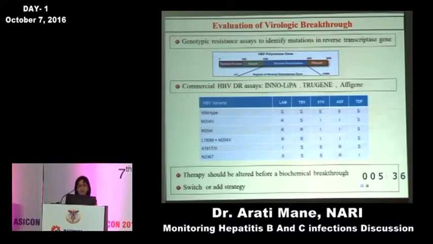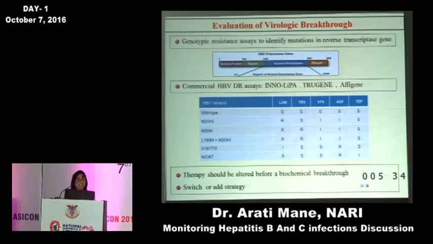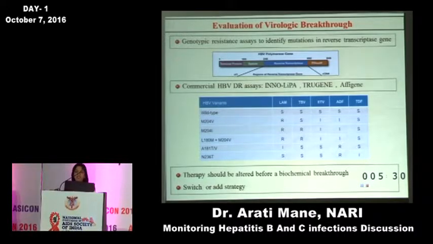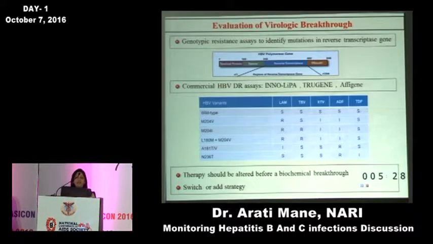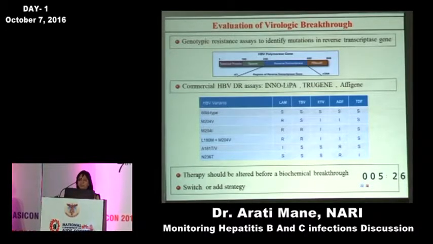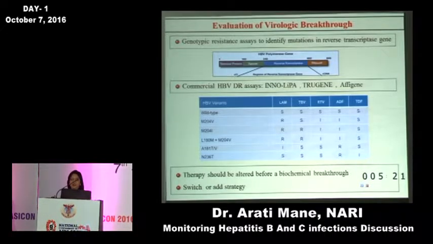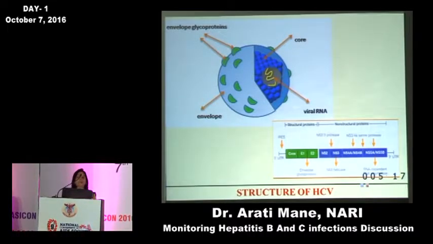Resistance is most commonly seen with lamivudine, while least resistance is seen in the case of tenofovir. In such cases, therapy should be altered before biochemical breakthrough occurs, and the usual strategy is either to switch to a second agent or add a different agent. So, this is about hepatitis B.